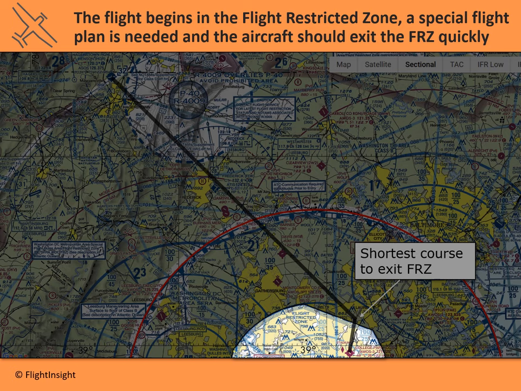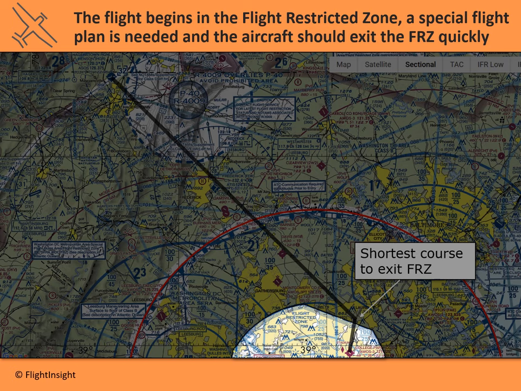That's that area around downtown Washington, D.C., or specifically it's around National Airport just across the river. But that flight restricted zone is basically what it sounds like. You can't really stay in there too long. Now, we're departing from College Park, so we will need a special flight plan just to depart from that airport at all.